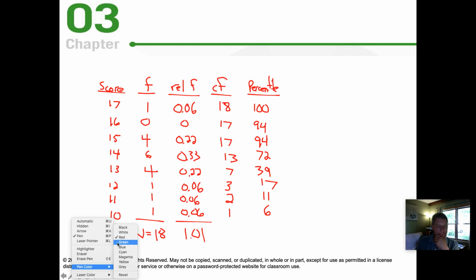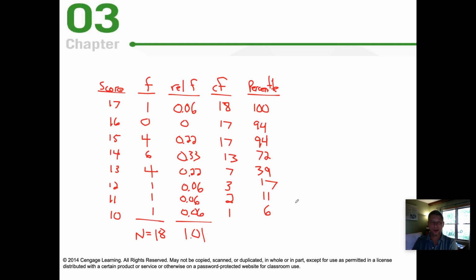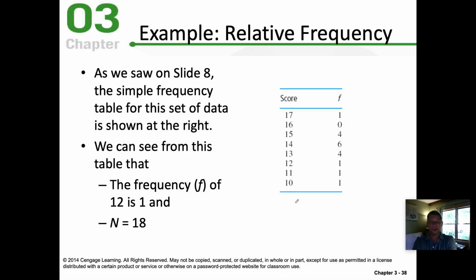So with that, let's ask ourselves a couple of questions here. As we saw on slide 8, the simplest frequency table for this set of data is shown at the right, and there it is. This table just shows the first 2 columns, but it's exactly the same as the first 2 columns that we've drawn here. The scores range from 17 at the top to 10 at the bottom, and the frequencies are listed next to them.